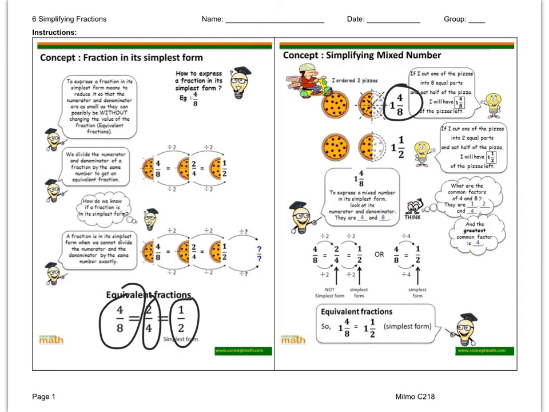The only thing I'm going to say about mixed numbers, and we're not going to practice them right now, is that you don't have to worry about the whole number. You just have to worry about the fraction part. And that's what we're doing today.